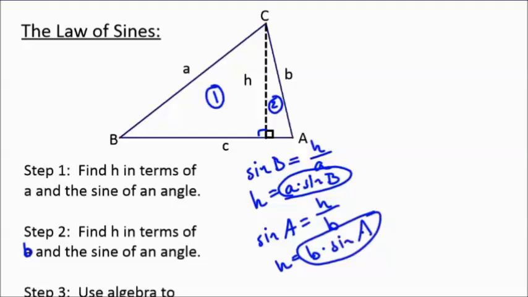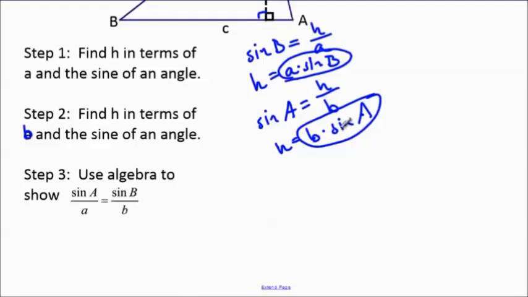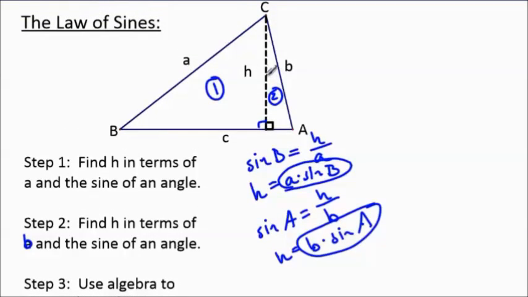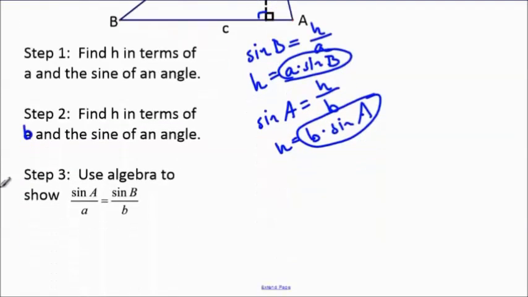Now, if you look at these two expressions that we found, we have height equaling a sine b, or height equaling b sine a. In this triangle, we found the same height in each case, but using two different expressions. Since they're both the same height, these expressions that I've circled, a sine b and b sine a, have to equal each other. So a times the sine of b has to equal b times the sine of a, because they're both finding the height of the same triangle.